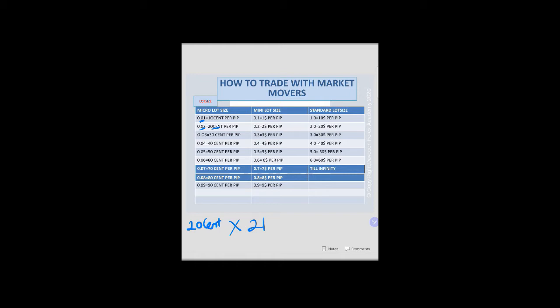20 times 21, I'm going to get 420 because it's cents. Remember, 100 cents make $1. So because of that, we're going to divide by 100, and we're going to get $4.20. You understand? So that's how to calculate this pip. It's just as simple and straightforward. I'm trying to make it as straightforward as I can. I don't want to make it as cumbersome as what you see on the internet when you're trying to learn how to do this.